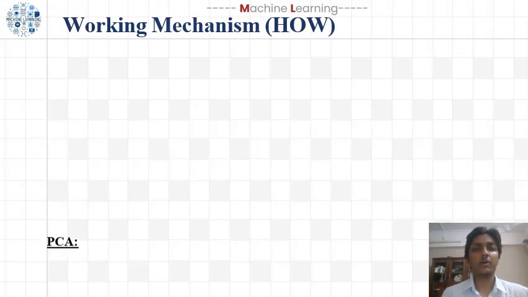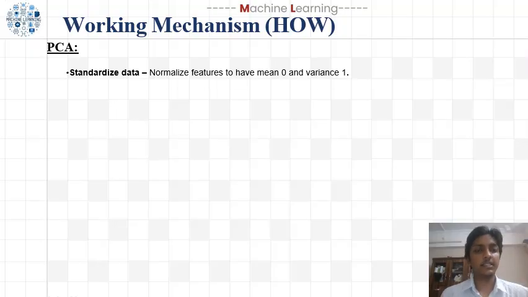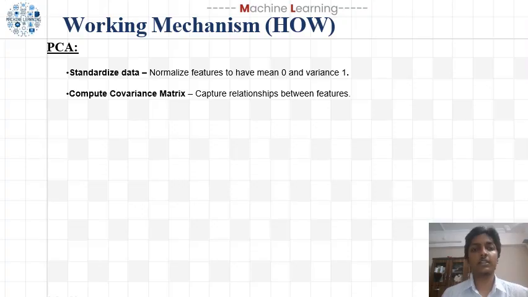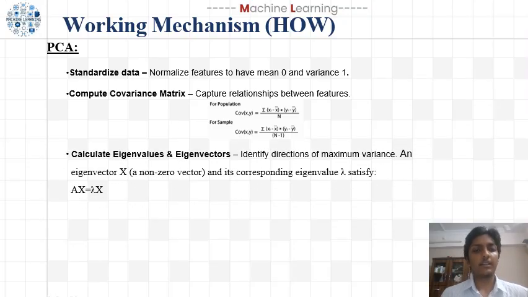Now we'll see the working of these three methods. First is PCA. The first step is always standardizing the data, that is, normalizing the features to have mean of 0 and variance of 1. Then we compute the covariance matrix. We need the covariance matrix because we first need to find the relationship between data points to find the maximum variances between data points or features. This is the formula for the covariance matrix. Then we calculate the eigenvalues and eigenvectors.